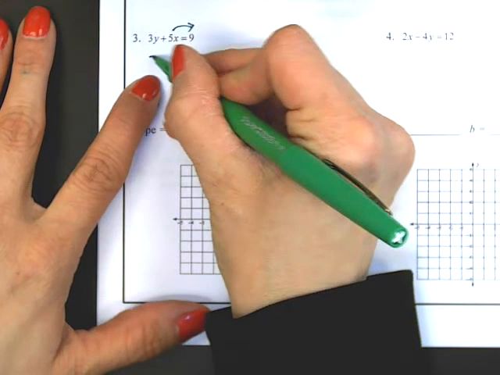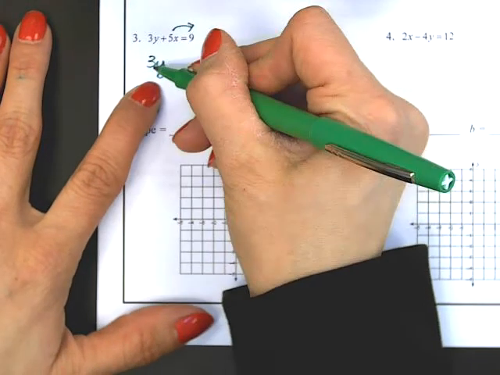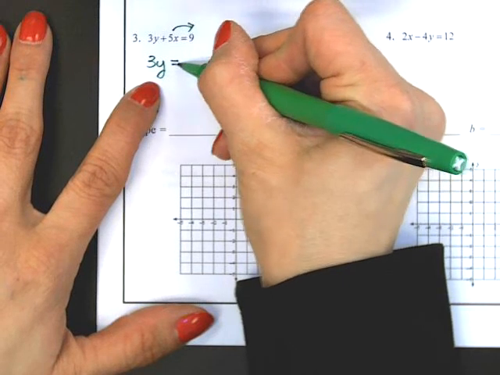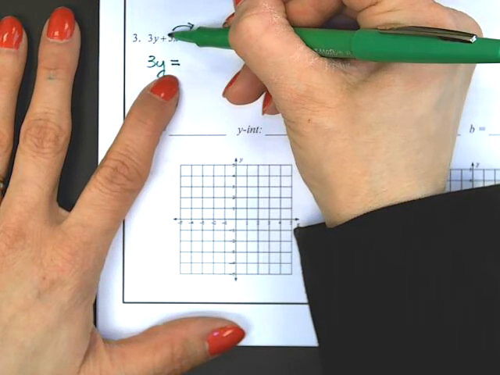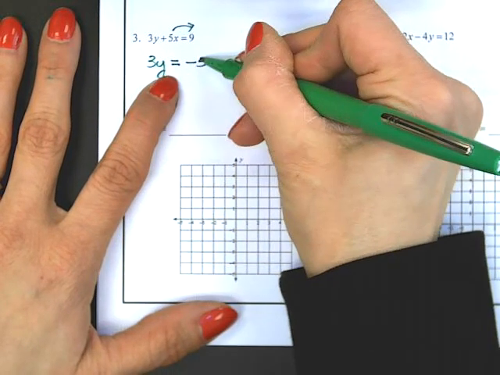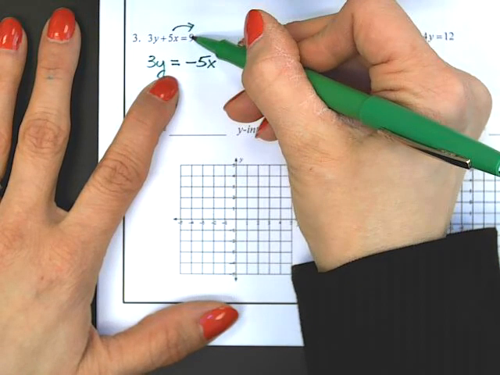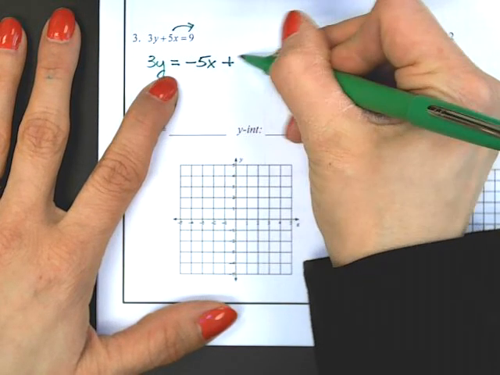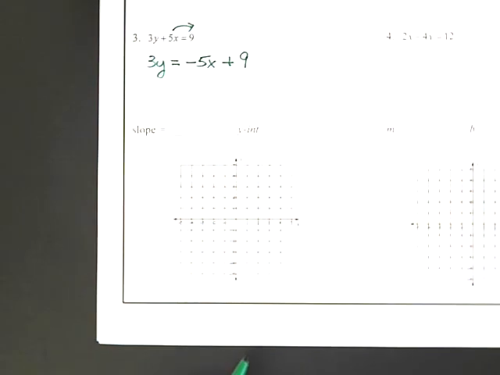So 3y is going to stay on the left. And he's positive, so he stays positive. Then you put the equal sign. This 5x was positive. When I switch sides, it becomes a -5x. And the 9 is positive, so he's going to stay +9. Okay, so you look in front of the term for the sign.